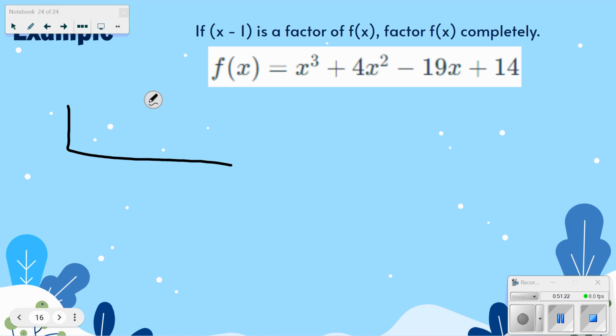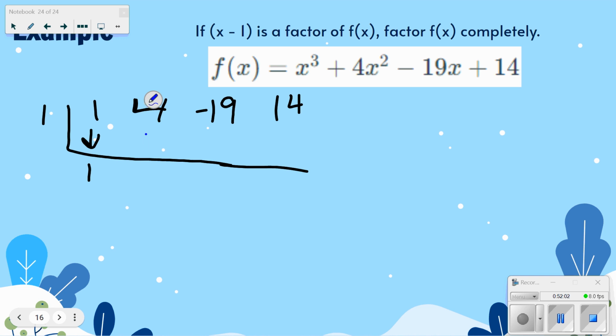So if I'm dividing by x minus 1, what should be the factor out here with my synthetic division? 1. Good, just plus 1. Now think about it: I have x cubed, which would mean 1. I have 4x squared, which means 4. I have minus 19x, so I have minus 19, and then plus 14. So bringing that 1 down first, how are we getting to our next space here with synthetic division?